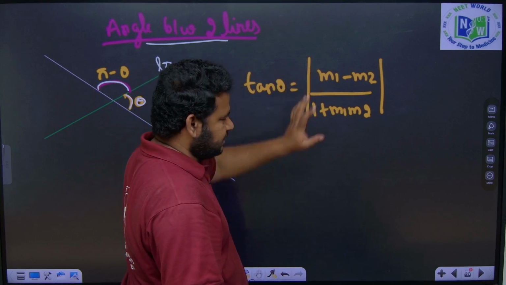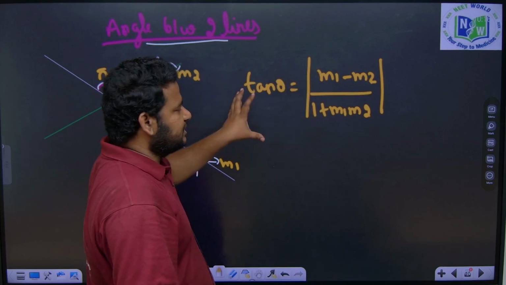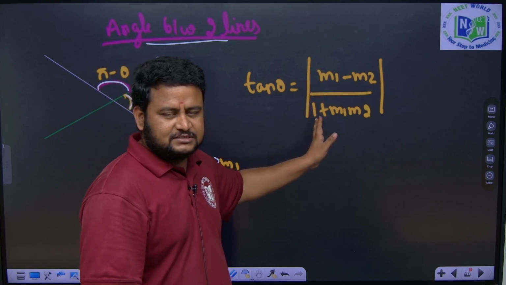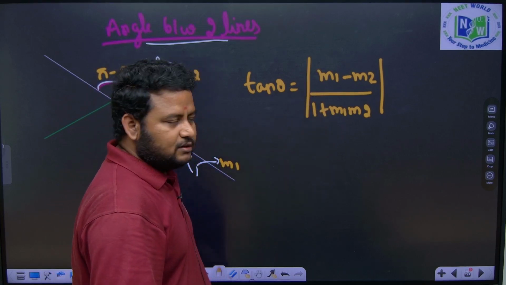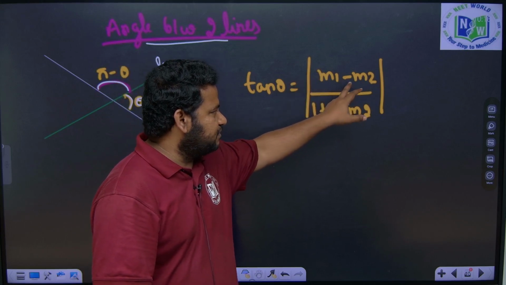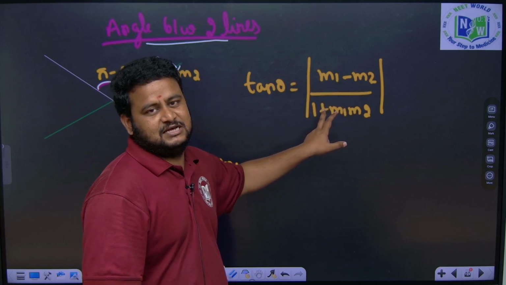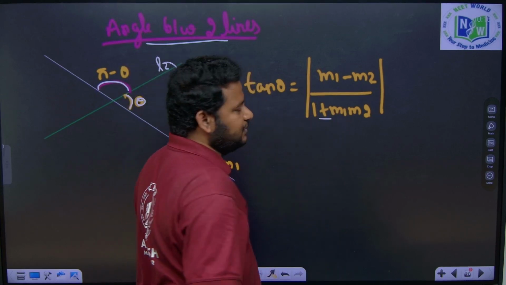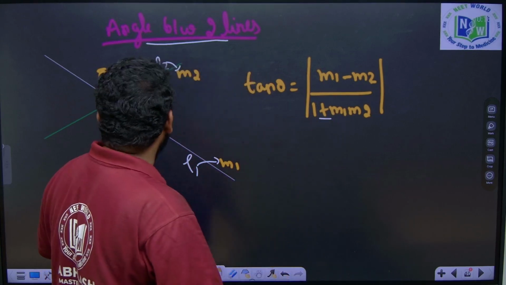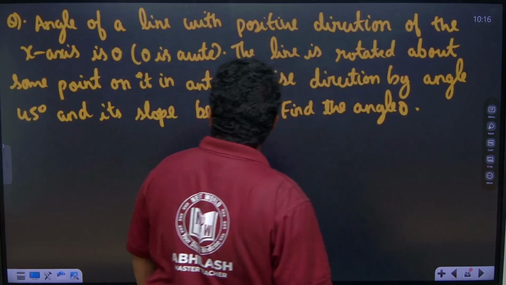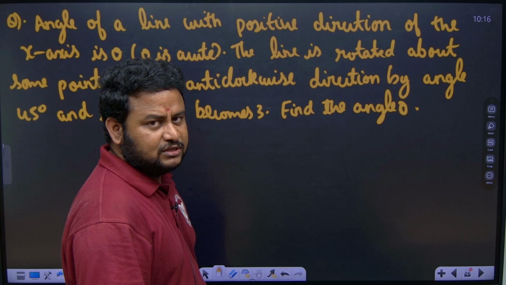There is a derivation, but it is not required for you. So tan theta is equal to what? Modulus of (m1 minus m2) by (1 plus m1 m2). You have to be very careful while remembering this formula, because we are putting the modulus, and also it is m1 minus m2 by 1 plus m1 m2. You should be careful here, 1 plus m1 m2. So this is the formula for angle between two lines. Let us proceed and solve some questions based on it.